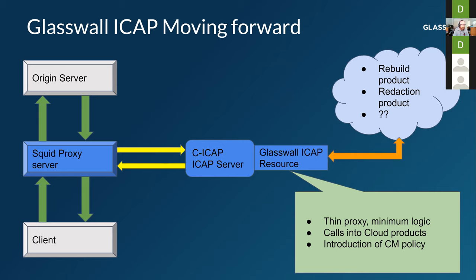and the Glasswall element is an ICAP resource within that server. The idea being that we intercept the traffic and process the documents where we can. So this was the proof of concept, with the idea of making that ICAP resource as thin as possible, so that moving forward we can make use of cloud resources, or we have the flexibility to use on-prem resources or whatever.